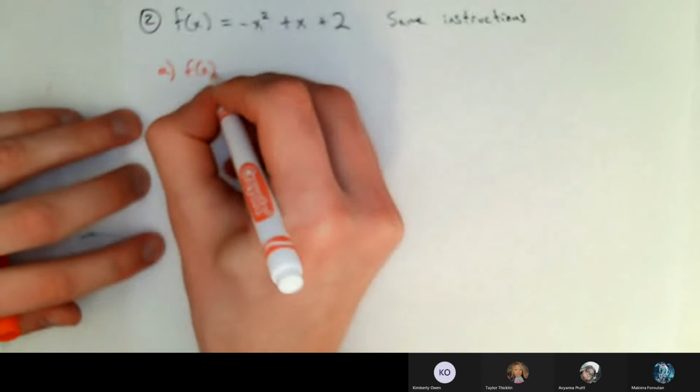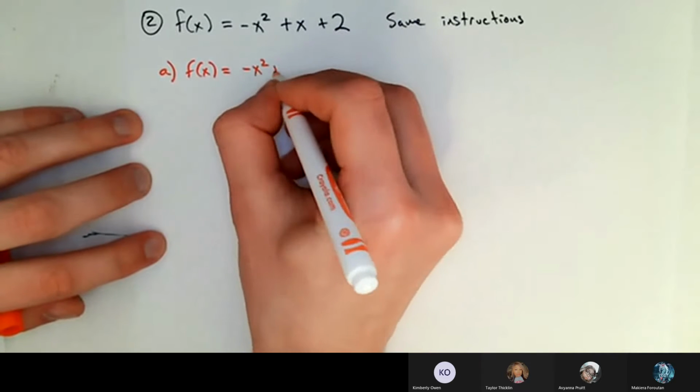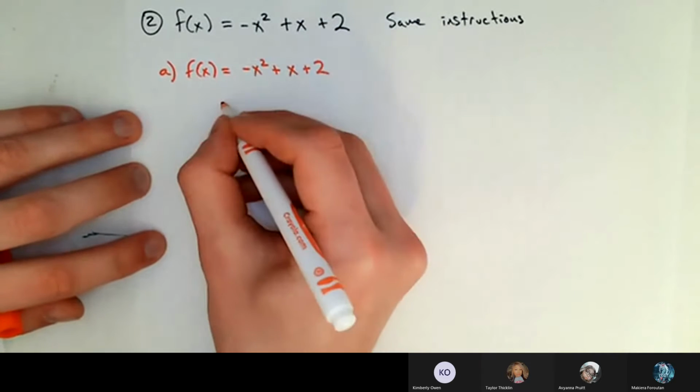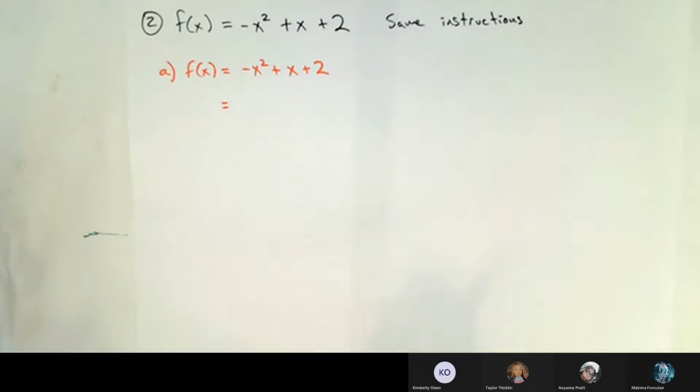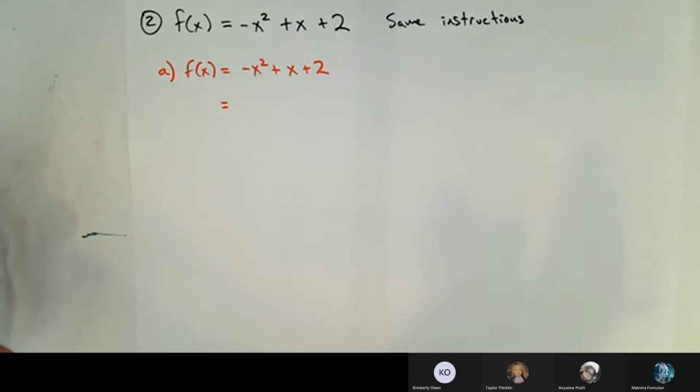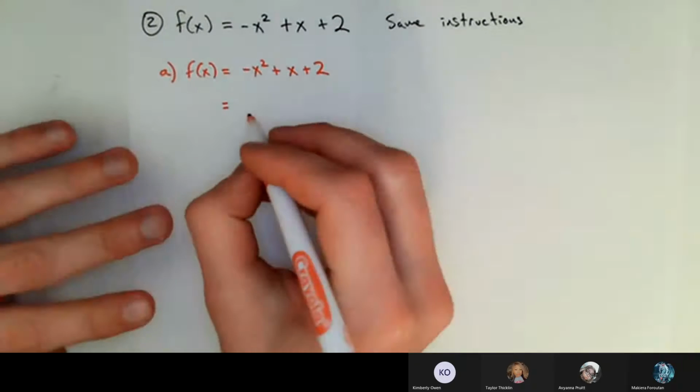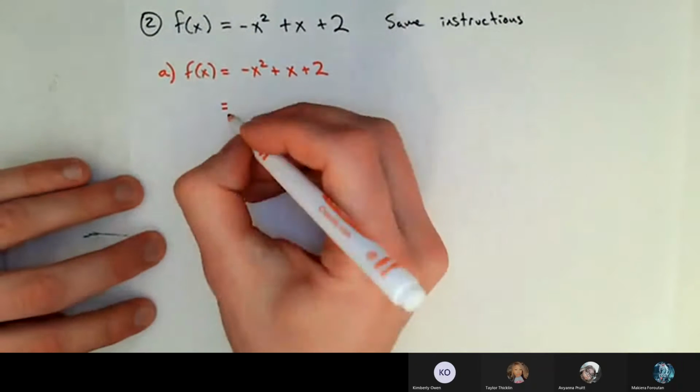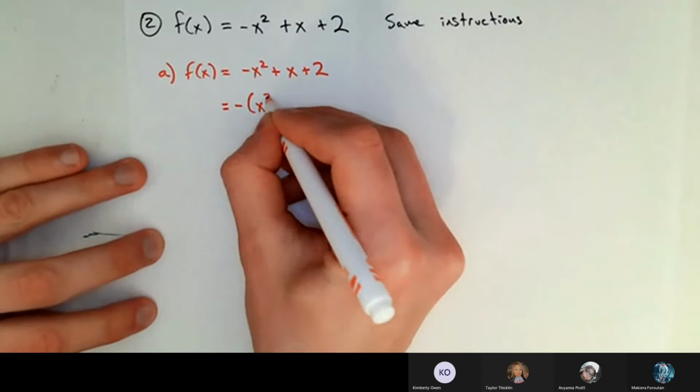Let's do this. So part A, f of x equals negative x. I'm just rewriting it here. Now, this is again one where the leading coefficient is not just a 1, it's a negative 1. So I factor that off. Just like the 5, I factor it off of the first two terms.